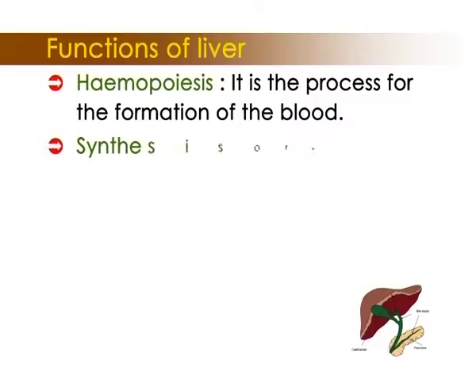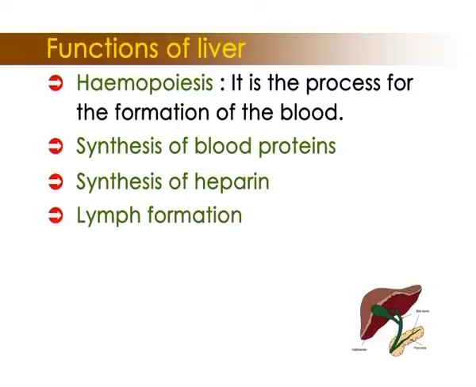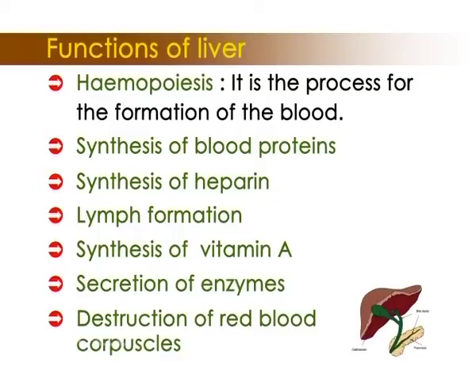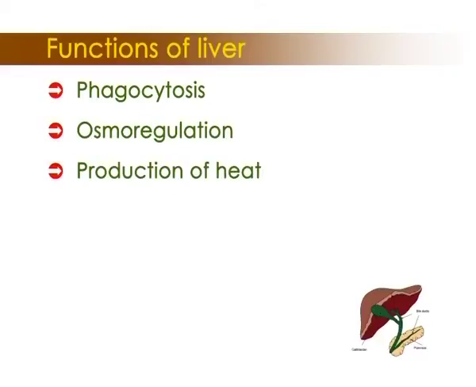Next function is synthesis of blood protein. Next one is synthesis of heparin. Next one is lymph formation. Next, synthesis of vitamin A. Next, secretion of enzymes. Next, destruction of red blood corpuscles. Next, phagocytosis. Next, osmoregulation. Next, production of heat. Next, storage.